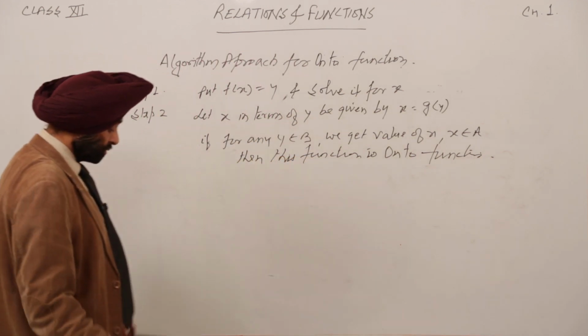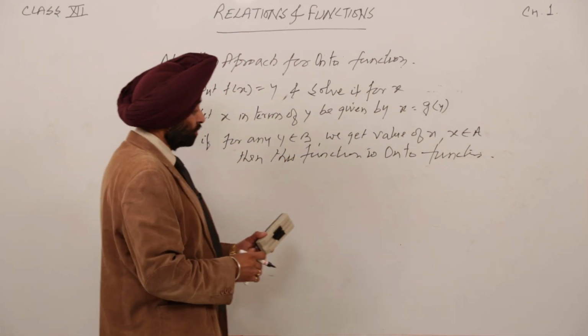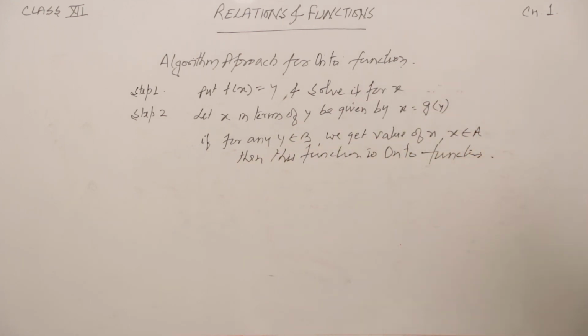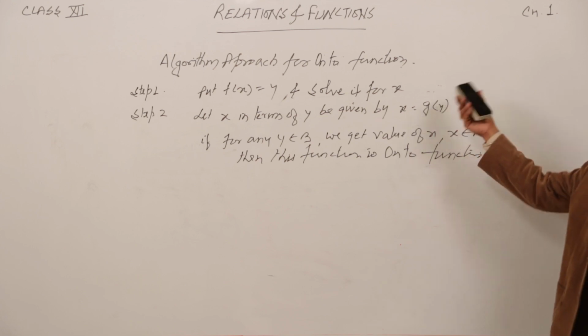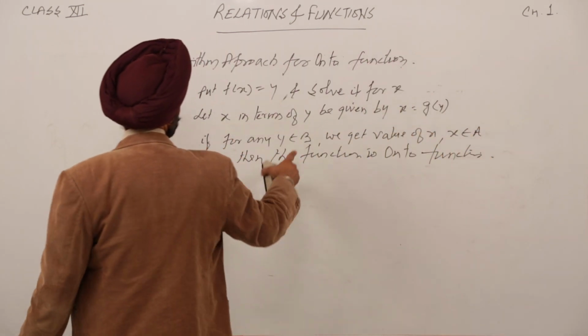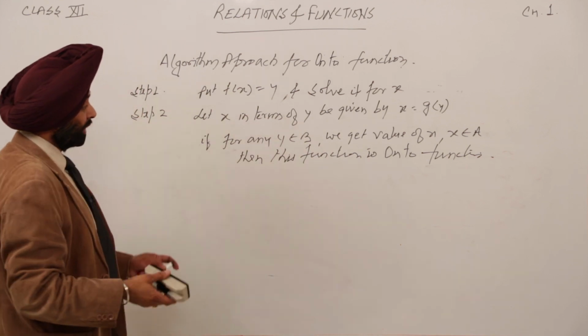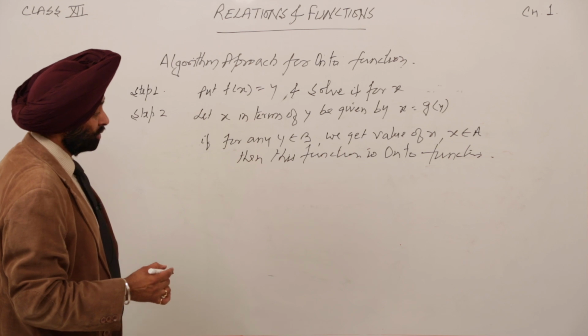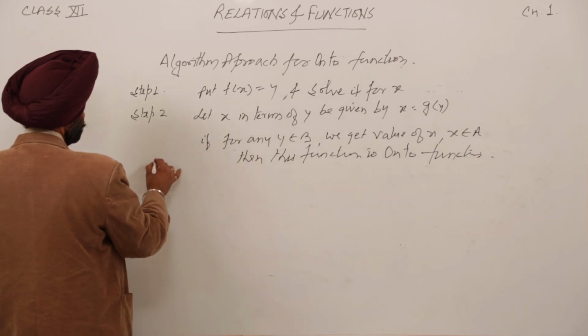Now just go for this algorithm approach. I have written put f(x) is equal to y and solve it for x. Let x in terms of y be given by x is equal to g(y). You can write in place of g(y) any function. Then if for any y belongs to B, we get the value of x belongs to A, then this function is an onto function. Now again, an example.